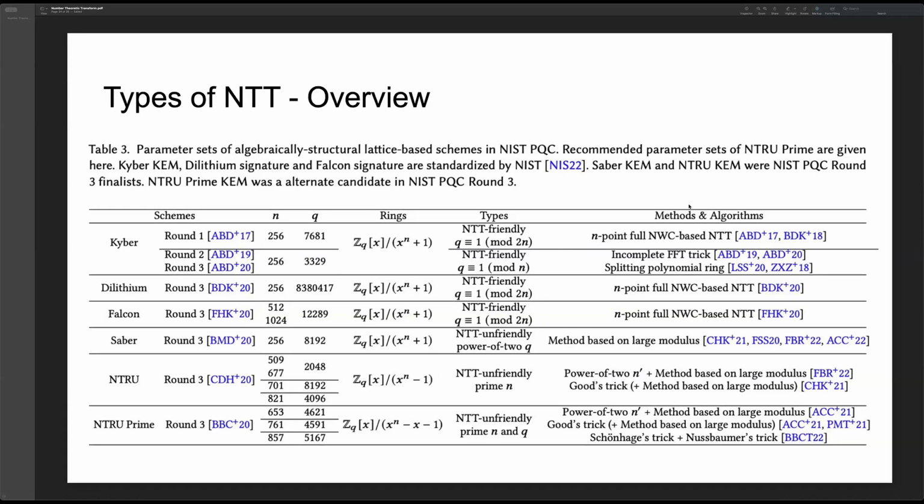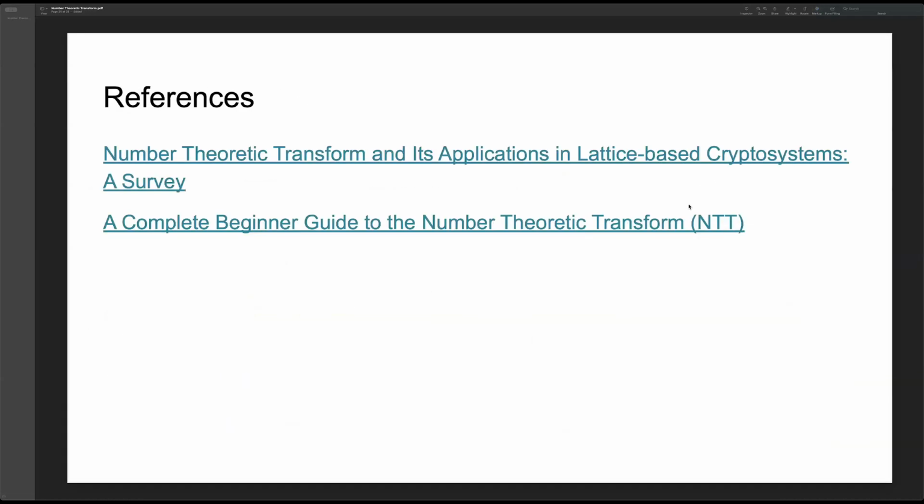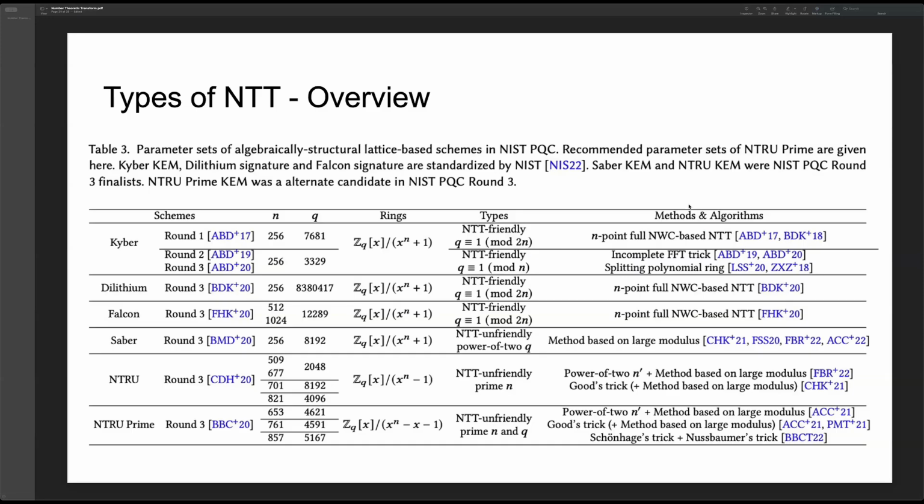So I have these two references, but I think this is roughly where I want to stop for the sharing. Happy to take any questions or any points of discussion here.